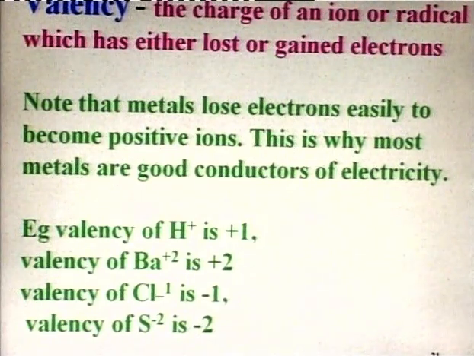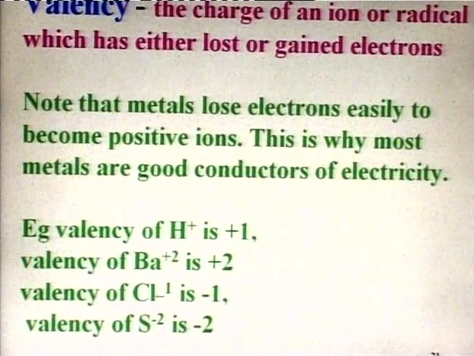Note that the metals lose electrons easily to become positive ions. This is why most metals are good conductors of heat and electricity. For example, the valency of H+ is +1, the valency of Ba2+ is +2, the valency of Cl- is -1, and the valency of S2- is -2. So, what does it show?